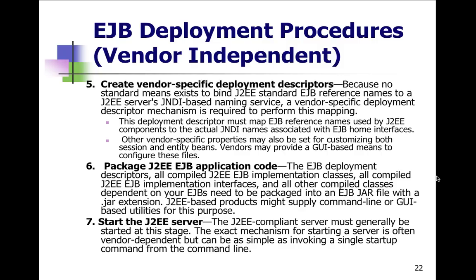Because no standard means exist to bind standard enterprise bean reference names to server names, that JNDI-based naming service, a vendor-specific deployment descriptor mechanism is required for performing the actual mapping, because it doesn't exist in terms of tool sets. Basically it means if you put in third-party stuff, you have to map it yourself and manually set it up. Then package the application code itself, start the server, and then run the program.